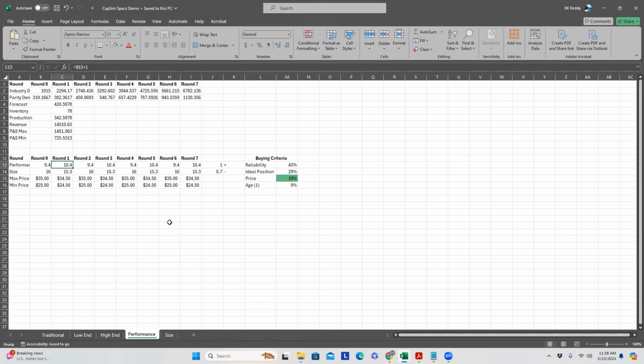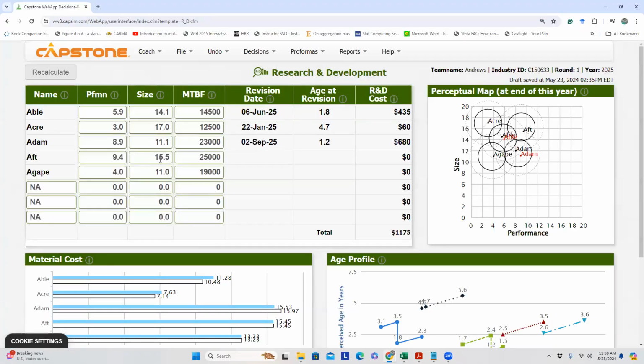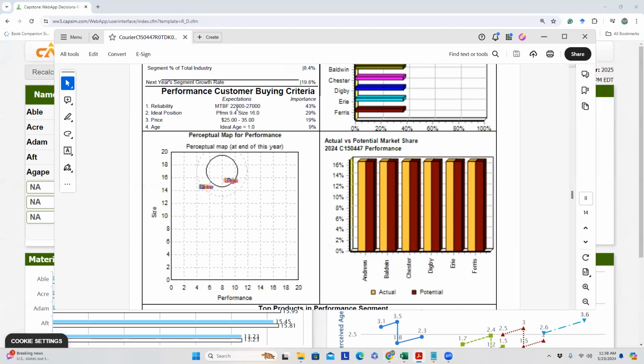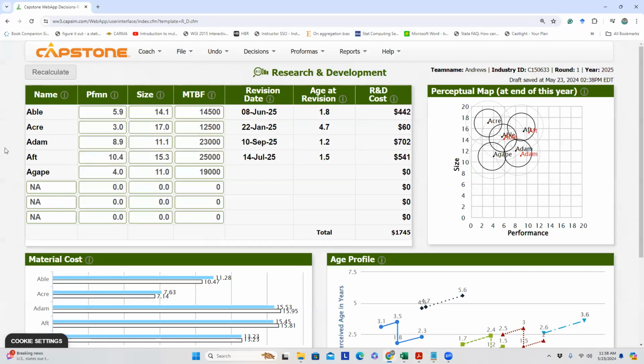What they need is 10.4 and 5.3. So here the product specs for size are pretty close. So 15.3, and here you want 10.4. So now that's putting you in the third quarter. So here, when you actually see, what you'll also understand is they require 22,000 to 27,000, 43% of importance.